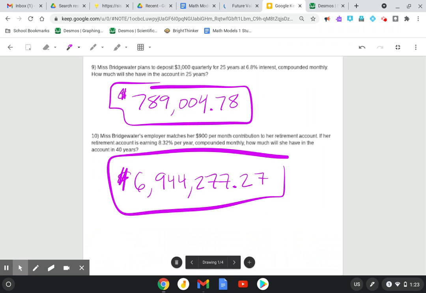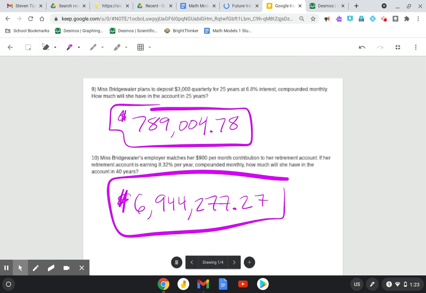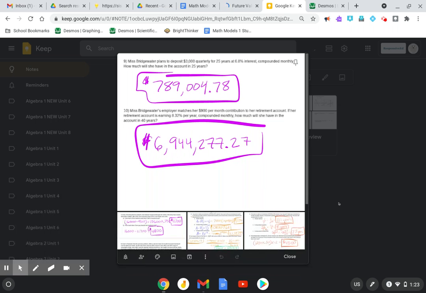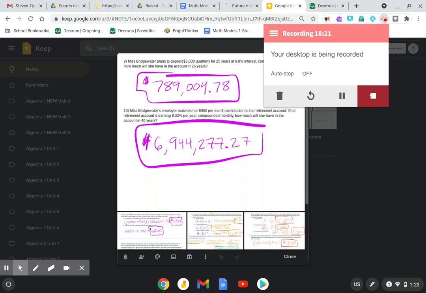And that is it. So you can see how those work with those formulas or with the calculators online. So make sure you utilize those. But that is it for our review video for Math Models Unit 9, Pro Unit 8.